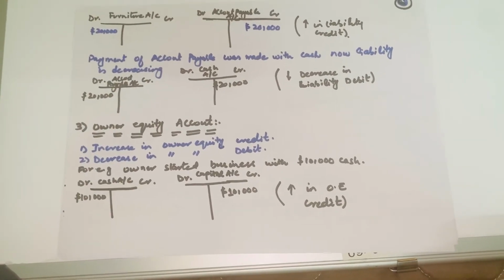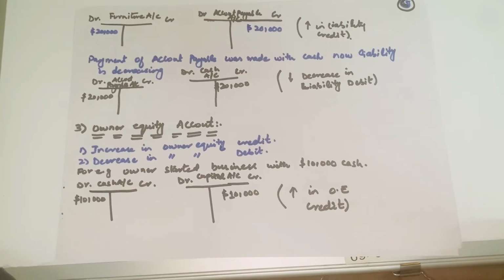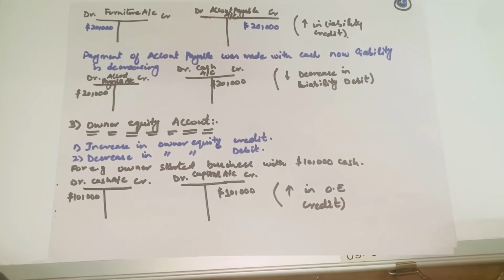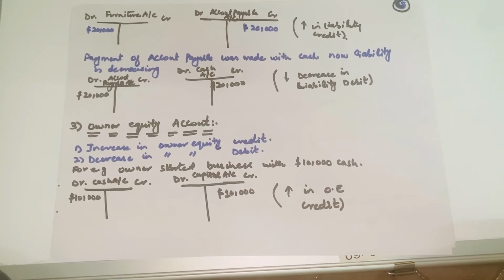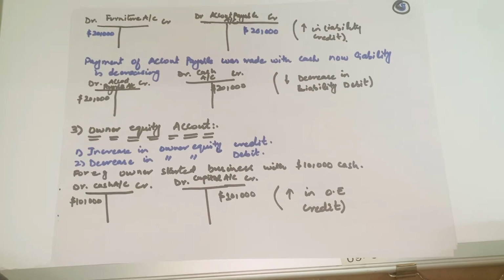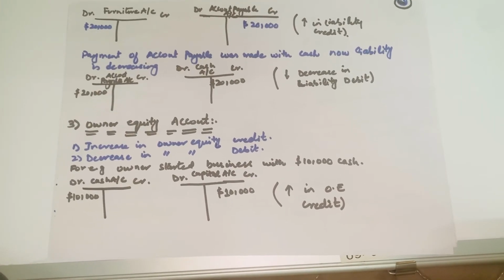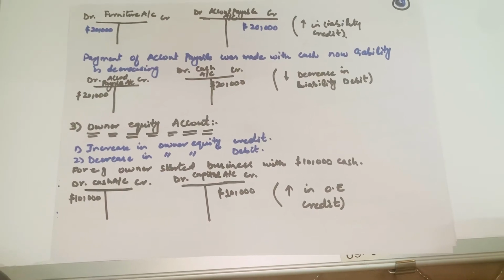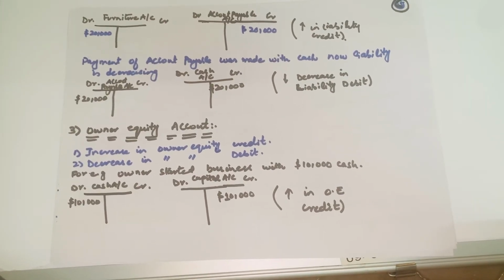In the owner equity account, any increase in the owner equity will always be credit and any decrease in the owner equity will be debit. So the owner equity account basically has the same rule as that of liability. Any increase in the owner equity is credit and any decrease in the owner equity is debit. Let us see this with the help of an example.